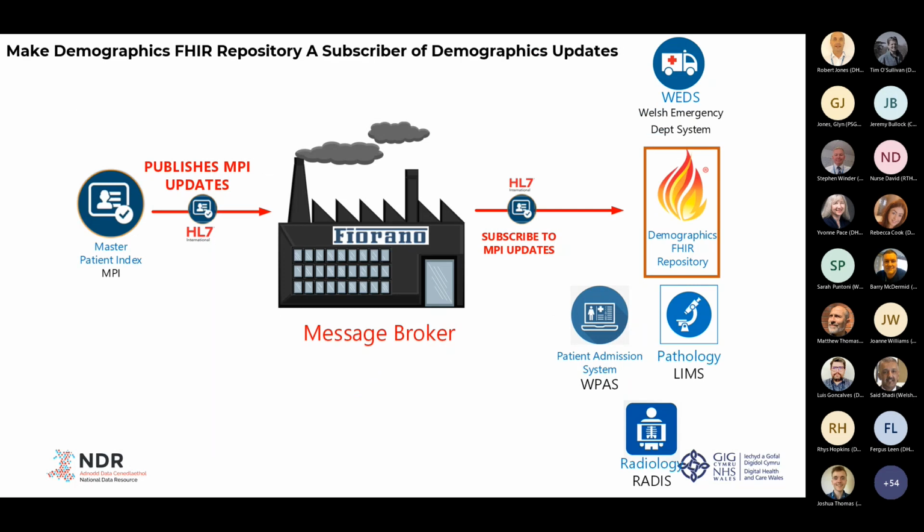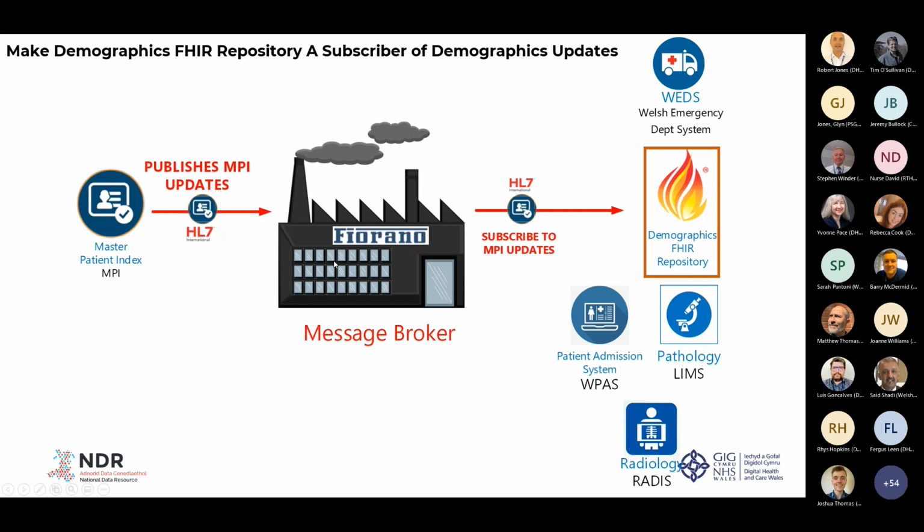So let's go back to this diagram. Now we've got rid of LIMS on the left, and we're talking about the Master Patient Index. So this is the deal. MPI, any changes will get pushed to Fiorano, which will then go and update those receiving systems. So obviously in the previous diagram, I've had WEDS and WPAS and LIMS and RADIS.